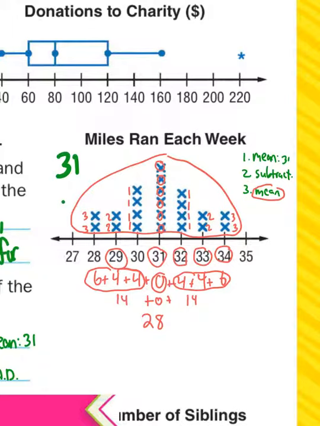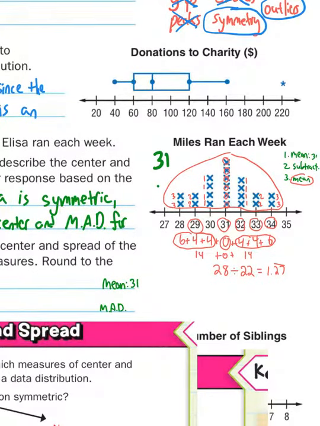But remember, to find the mean, I have to then divide by how many numbers I added. And remember, the numbers I added are all of the x's. So I have 1, 2, 3, 4, 5, 6, 7, 8, 9, 10, 11, 12, 13, 14, 15, 16, 17, 18, 19, 20, 21, 22. So I'm going to take that 28 and divide it by 22 x's. And if I do that, I get 1.27 repeating. So put a bar over the 27. So that means my mean absolute deviation is 1.27.